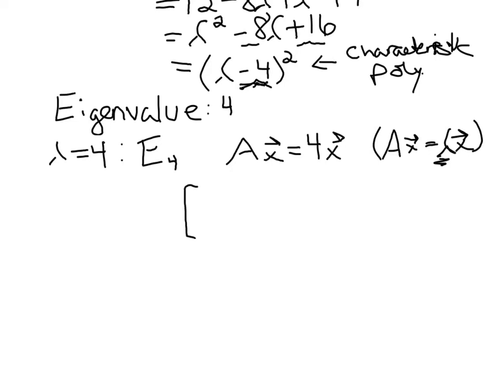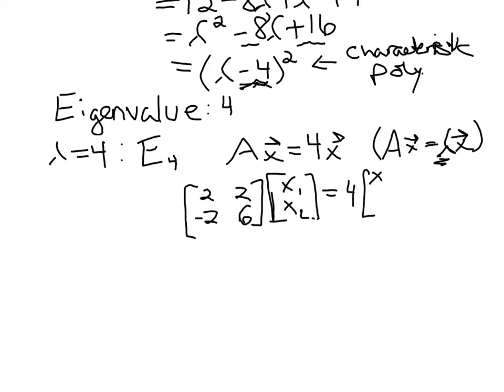Okay, so the matrix A is that [[2, 2], [-2, 6]] matrix that we were given, times some vector x. So we're trying to learn about this vector x. I'm going to call the entries x1, x2 for now. These unknown entries of the vector x equal 4 times the vector x. So I'll use that same notation here, x1, x2.